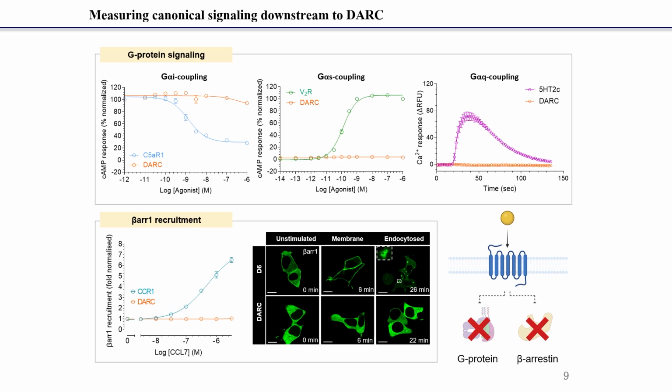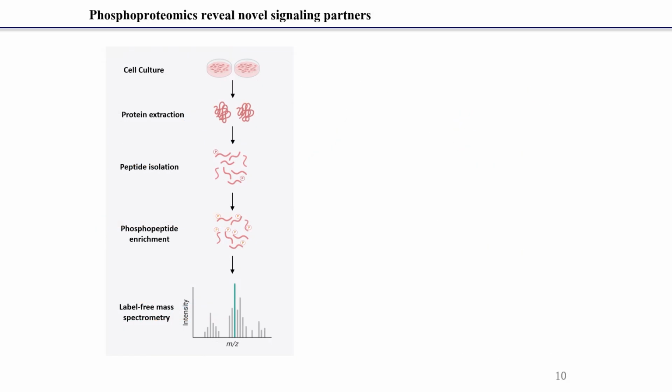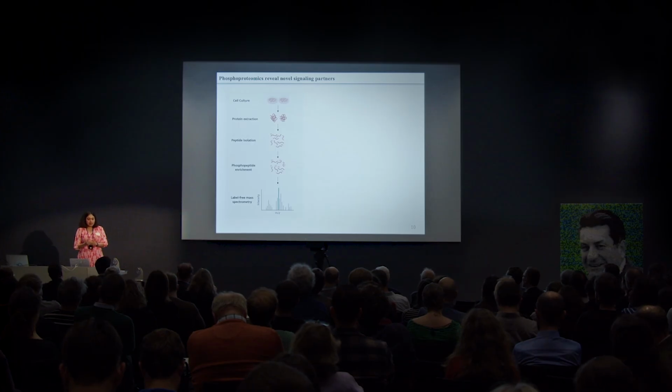So we were interested in understanding then how does DARC actually signal in the cells, and for that we undertook a phosphoproteomics assay. So we generated stable cell lines expressing DARC. We had two conditions, one in which we stimulate the cells with CCL7 and one in which we did not. And then we enriched for peptides and identified them.